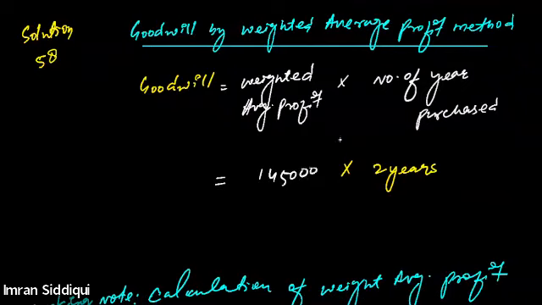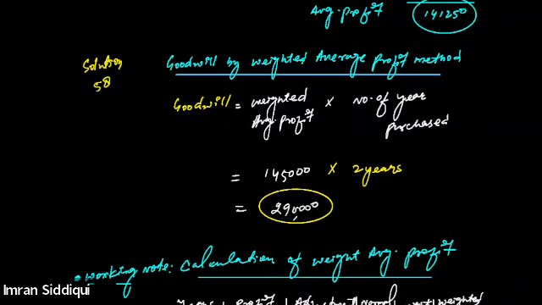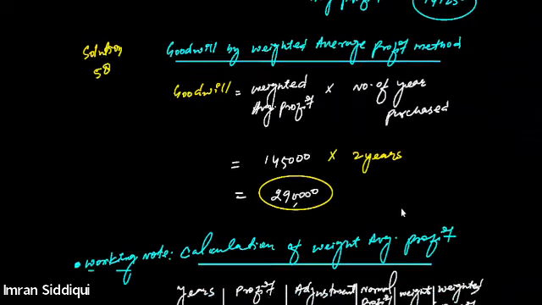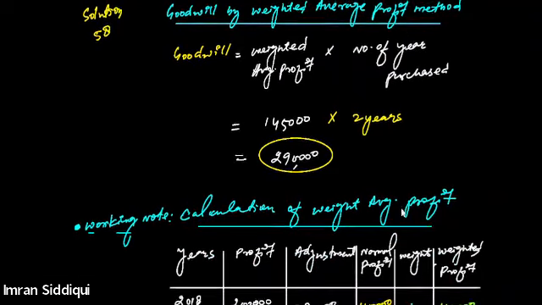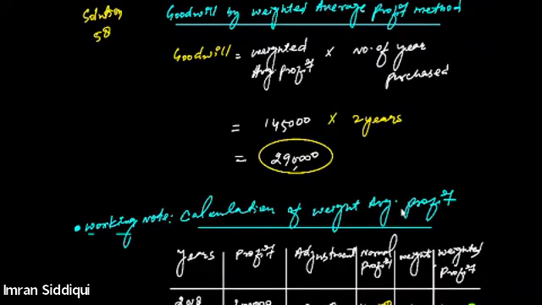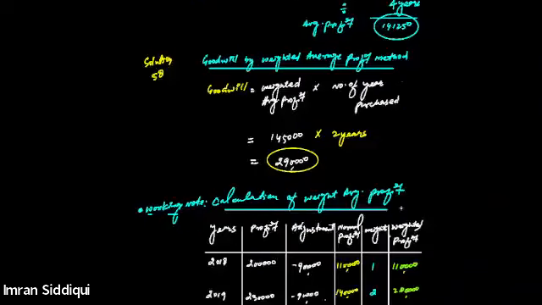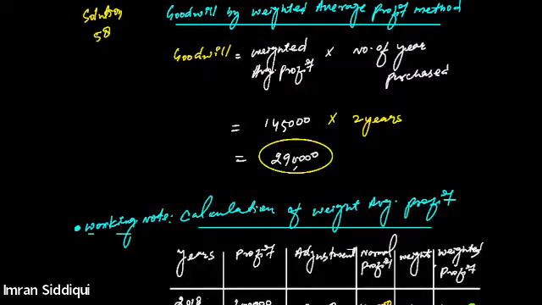1,45,000, then we will multiply it with 2 years purchase and we will get 2,90,000 as the value of the goodwill. Tell me, everyone, is this clear or not? And if you are still writing it, tell me so that I can wait, otherwise we'll move to the next question. Please note this down quickly and let me know when you're done. I want to see the value of weighted average profit.